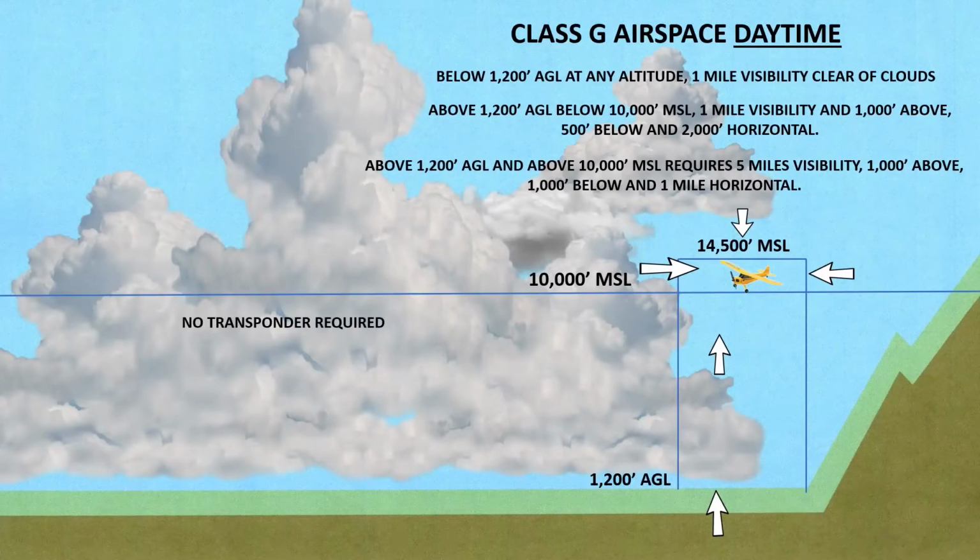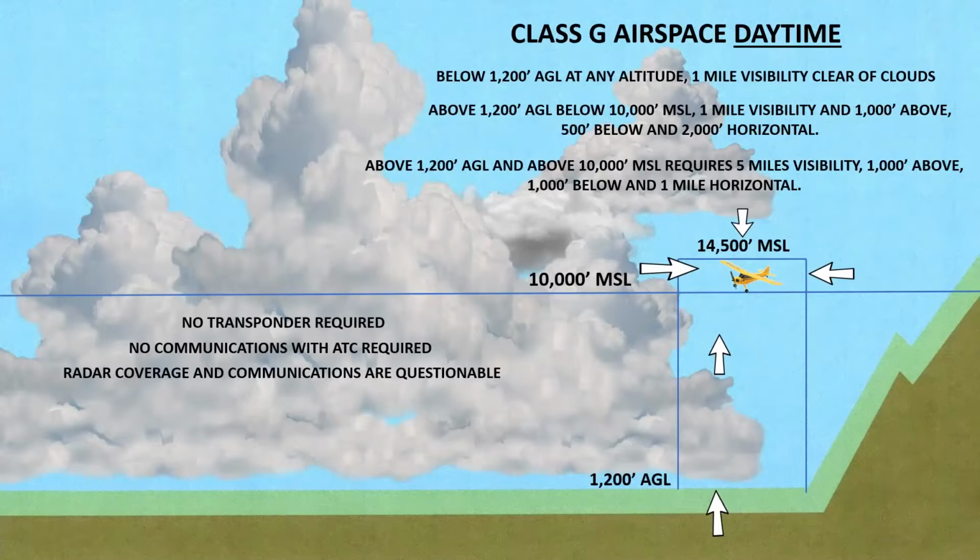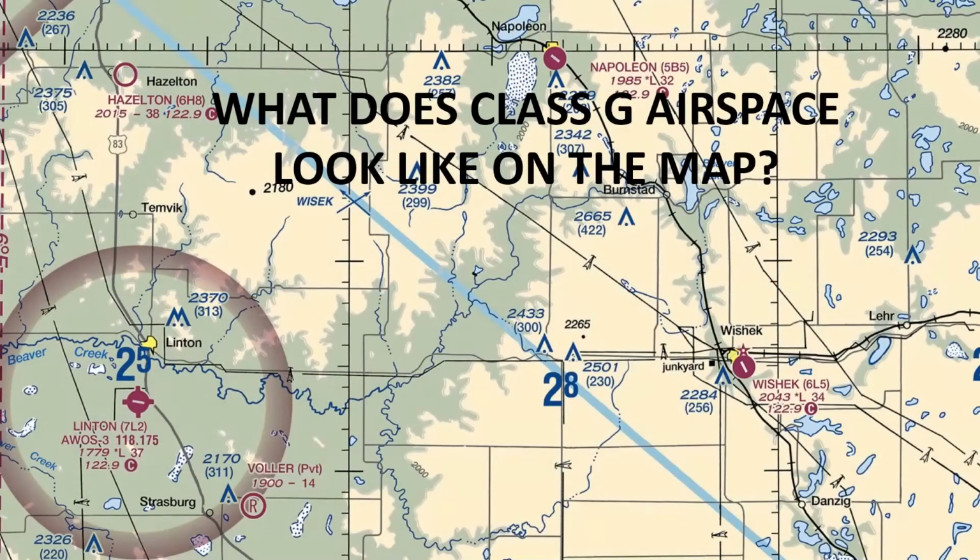No transponder is required in Class G airspace, no ATC communications are required, and radar coverage and communications with ATC are questionable at best. Basically, you are on your own. So what does Class G airspace look like on a map? Well, you're looking at it. With certain exceptions, there are no special symbols depicting this airspace.